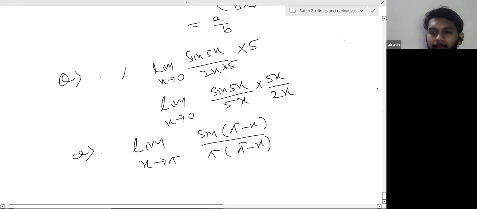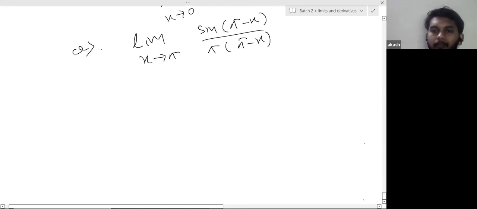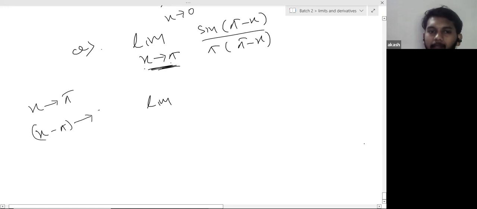Rahman, have you solved this? You need to look out for one thing in this question. Here we have x tending to pi. In the formula, we had x tending to 0, right? So we cannot use the formula directly. So two ways you can solve this. You can change the limit. If x is tending to pi, then x minus pi will be approaching 0.